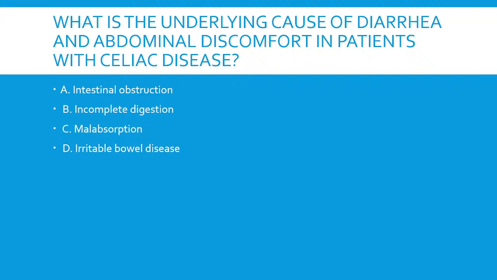What is the underlying cause of diarrhea and abdominal discomfort in patients with celiac disease? Intestinal obstruction, incomplete digestion, malabsorption, and or irritable bowel disease. Malabsorption. It is the malabsorption.